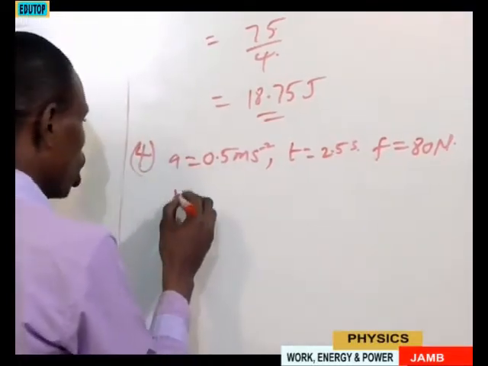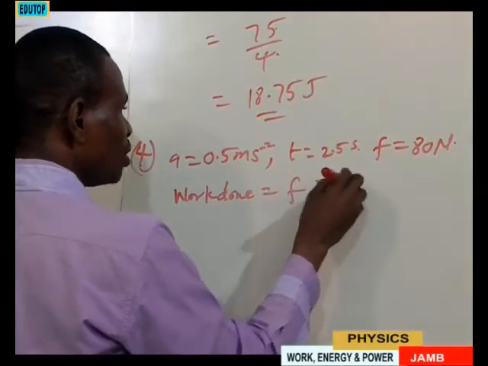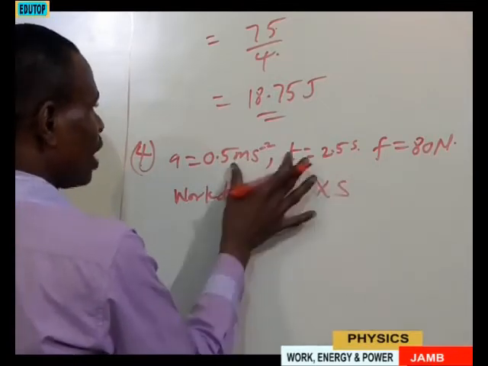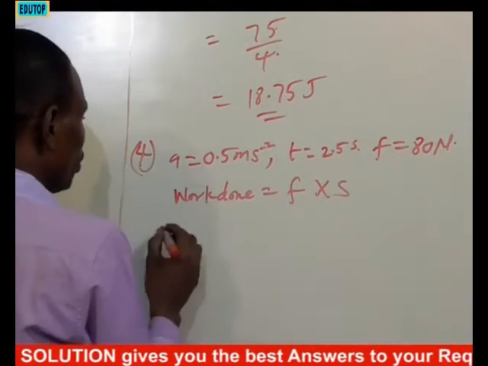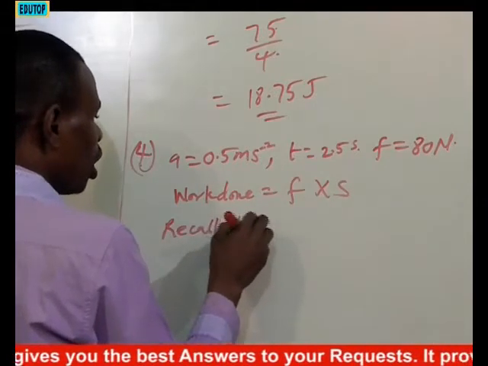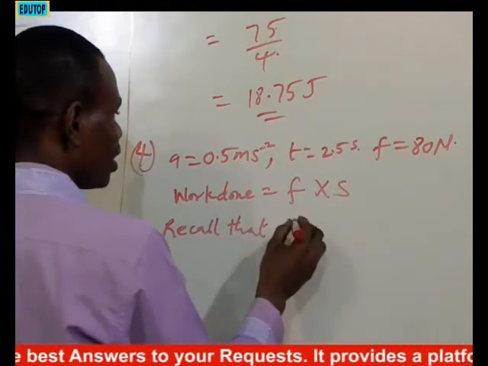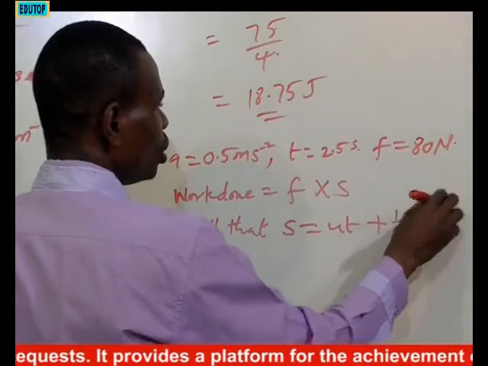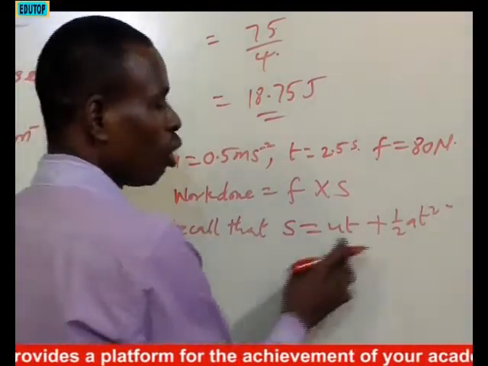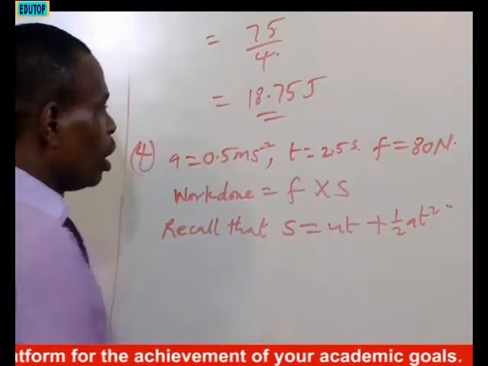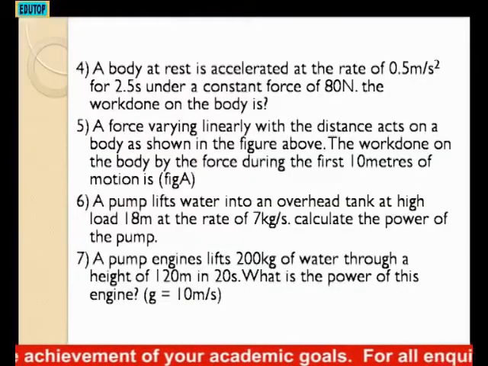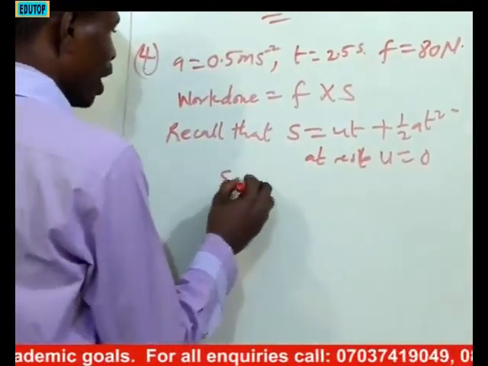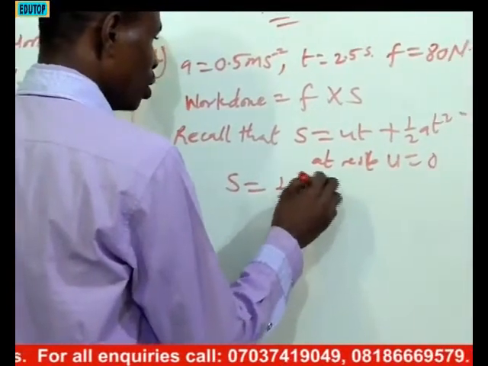You remember that the work done will be equal to force times distance. In this case, we have the force, but no distance. But we are given some other parameters. What are we going to do? We are going to recall that s is equal to ut plus half at squared. This is one of the equations of motion. But the question says a body at rest, which means initial velocity is equal to what? 0. Then we are going to have s equal to half at squared.